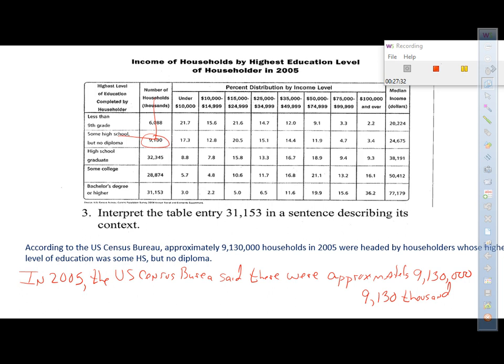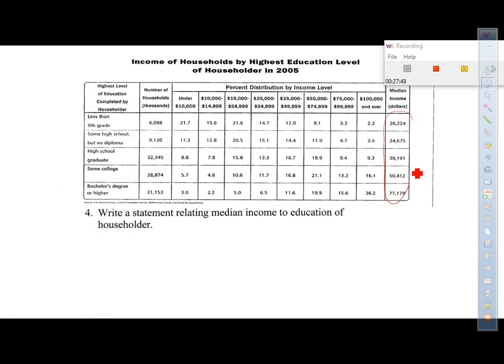Here comes another sentence so you can kind of get the hang of them. Write a statement relating median income to the education of the householder. So come over here and draw some conclusion about that. And when we write our sentence again, I need the who said it, when did they say it, what did they say, and then make sure to use the word approximately if it's needed. So here's an example. This is not the only example. It happened to be the one that I chose to type up.